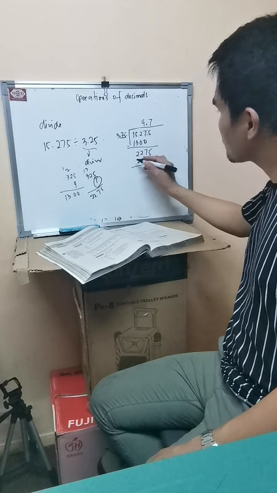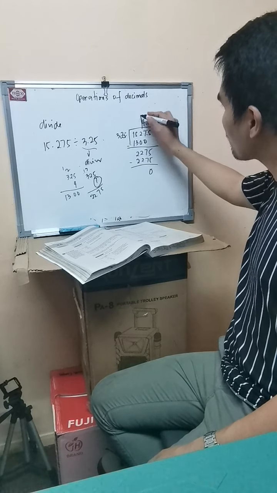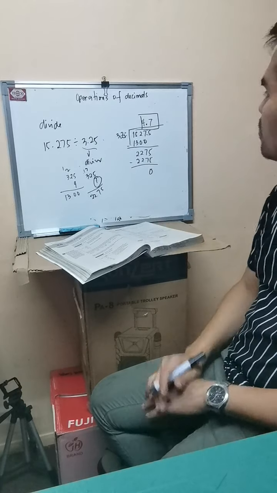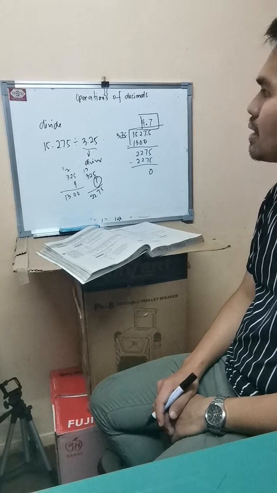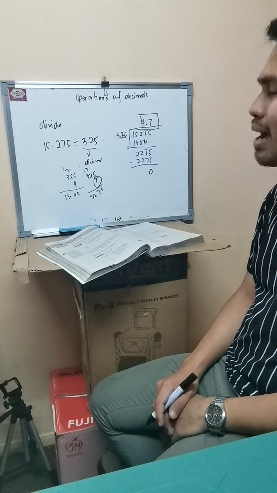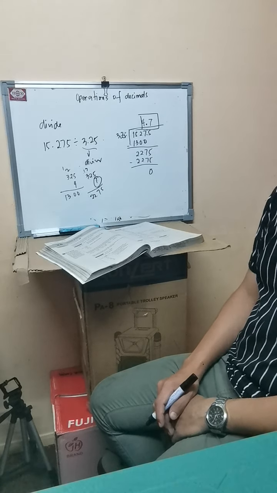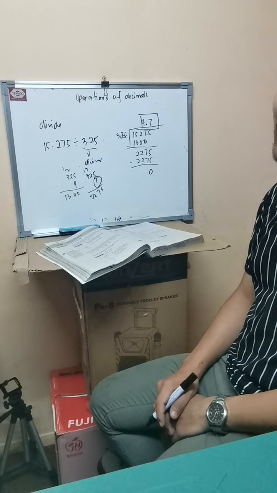2,275. Subtract, 0. So we have now our quotient of 4 and 7 tenths for 15 and 275 thousandths divided by 3 and 25 hundredths. So the answer is 4 and 7 tenths.